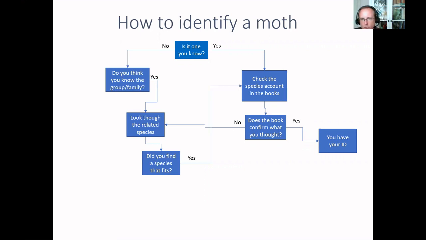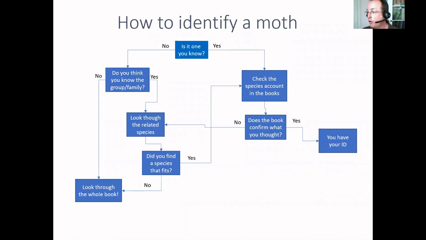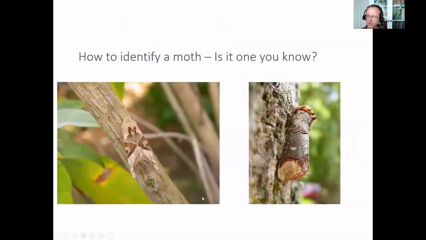And at that point, great. You then go back and you recheck the books to see whether that actually fits. And if it doesn't, you go round and round and round in a helpless loop until eventually you either give up, or you come out with your identification. Now, if you didn't recognize even the group, you've got a moth, you've got absolutely no idea where to start, what do you do then? Well, you kind of have to go through the whole book, or you just email somebody else and see if they can come up with an answer for you, or at least point you in the right direction.